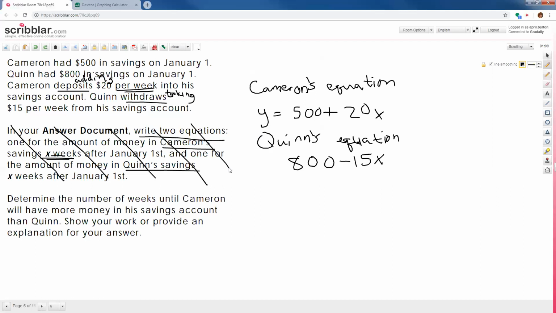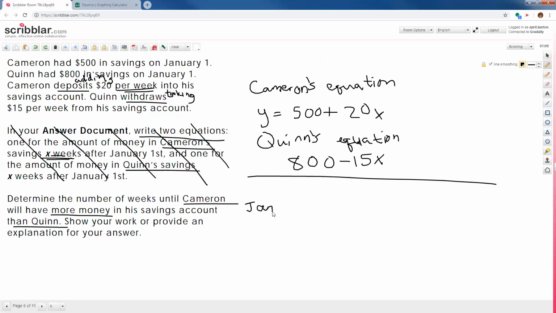So then we're not quite done. That's not going to be all the points, because it says determine the number of weeks until Cameron will have more money in his savings. So Cameron has more than Quinn. Show your work or provide an explanation for your answer. So there is a way to do this by setting the equations equal to each other and solving. But that, I think, is harder than just literally writing out a table.